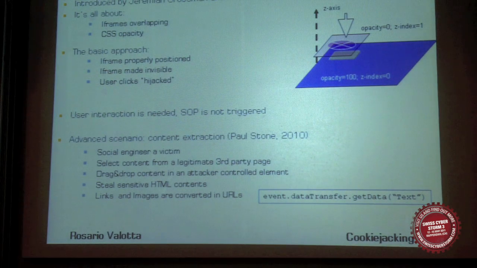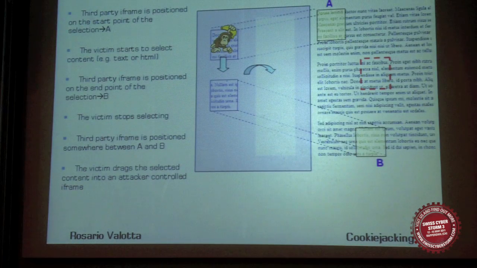It's important to notice that along with the content itself, using drag-and-drop functionalities, also links and images can be automatically converted into URLs. And this is pretty valuable for an attacker because often, especially in authenticated domains, URLs contain session IDs, tokens, elements like this, that can be very useful for an attacker in order to perform session hijacking attacks. Let's have a look at how the content extraction technique works.